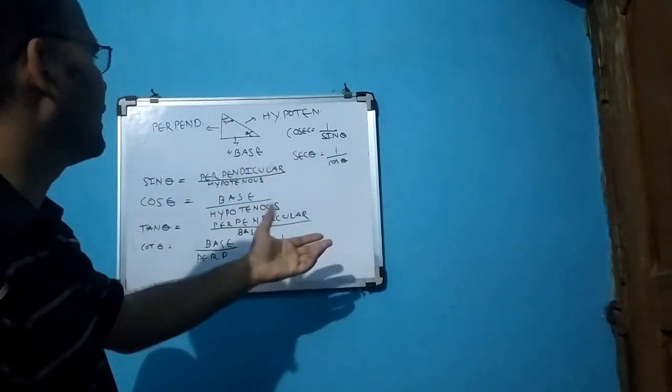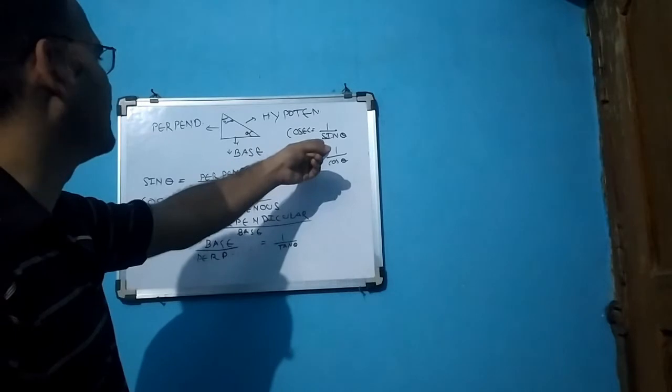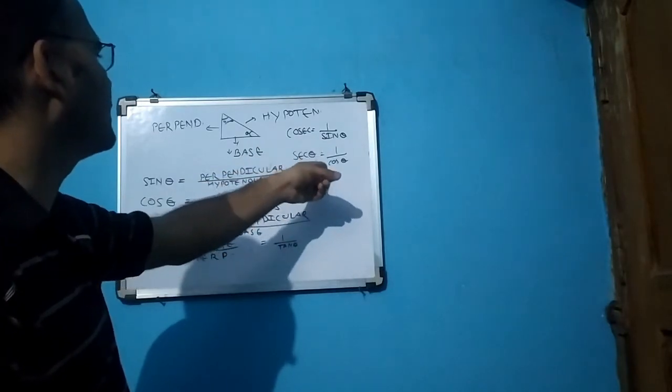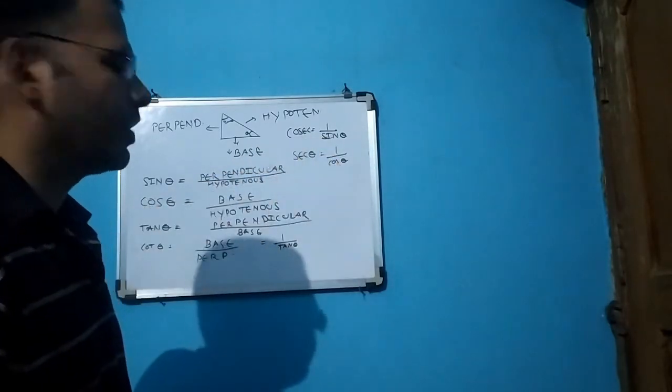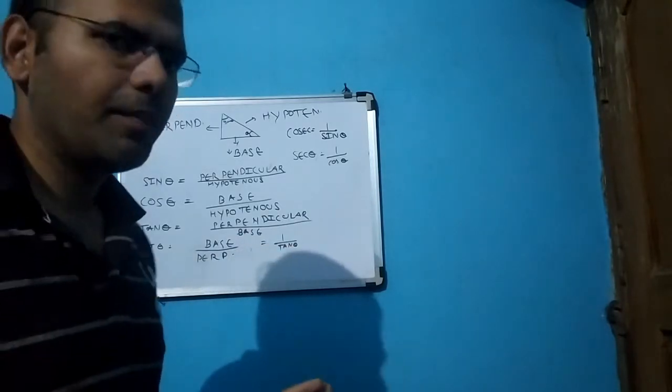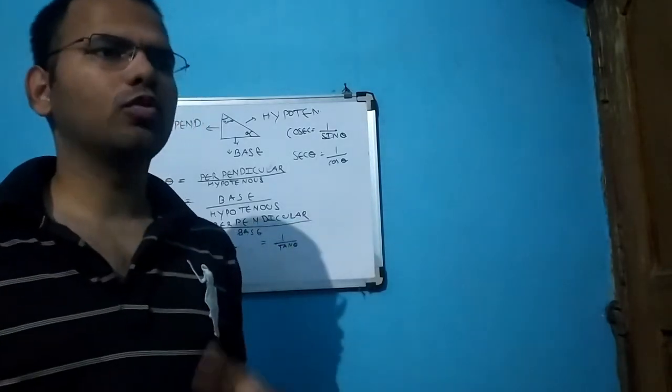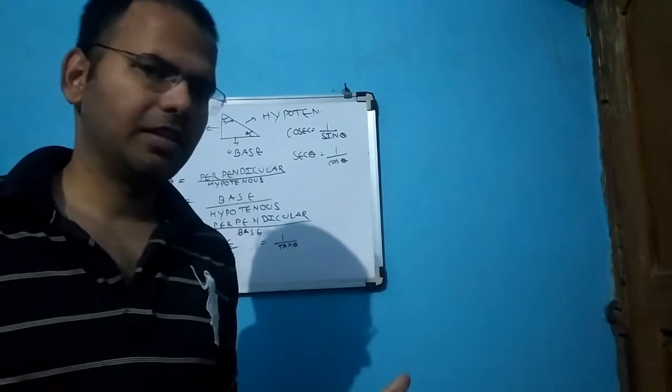Similarly, we can define cosec theta as the inverse of sin theta, and sec theta as the inverse of cos theta. These are the 6 fundamental trigonometric ratios that we are going to study in trigonometry.